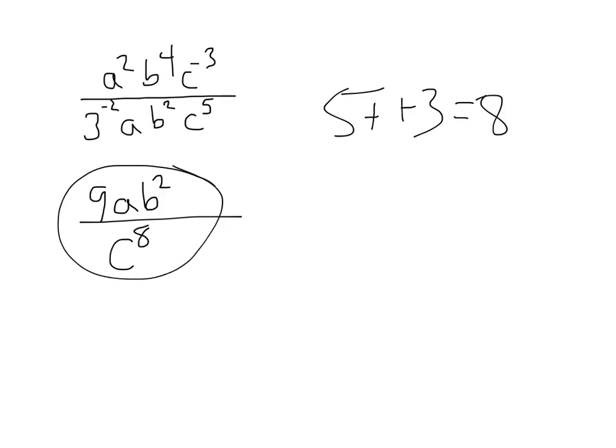9ab squared over c to the eighth. So if you come across a negative exponent in your review or your test, you should be able to handle it if you watch this video, because you're awesome.